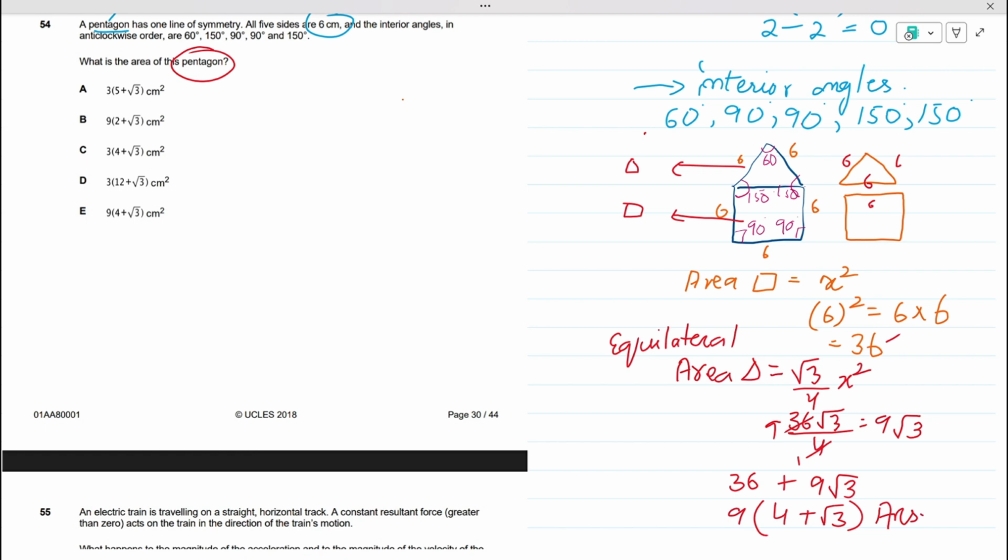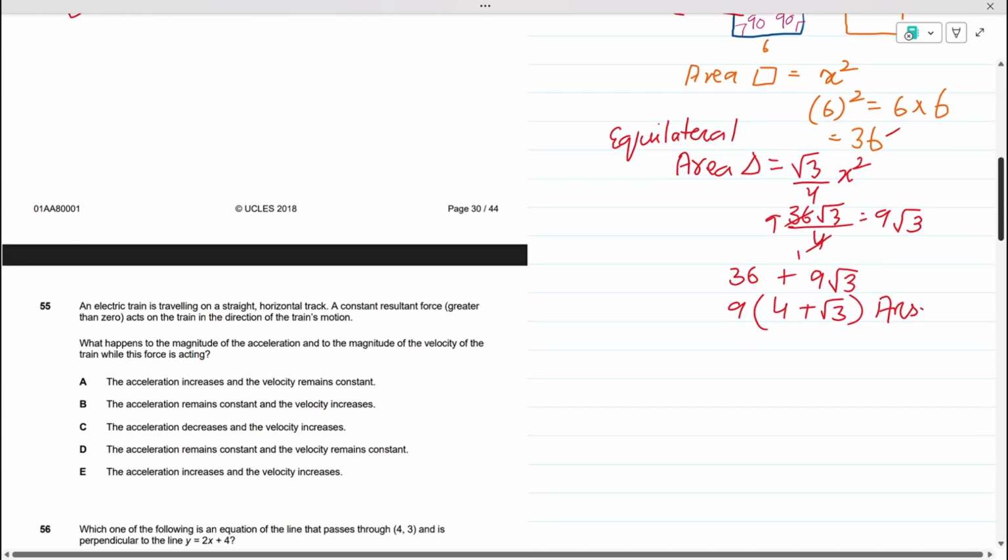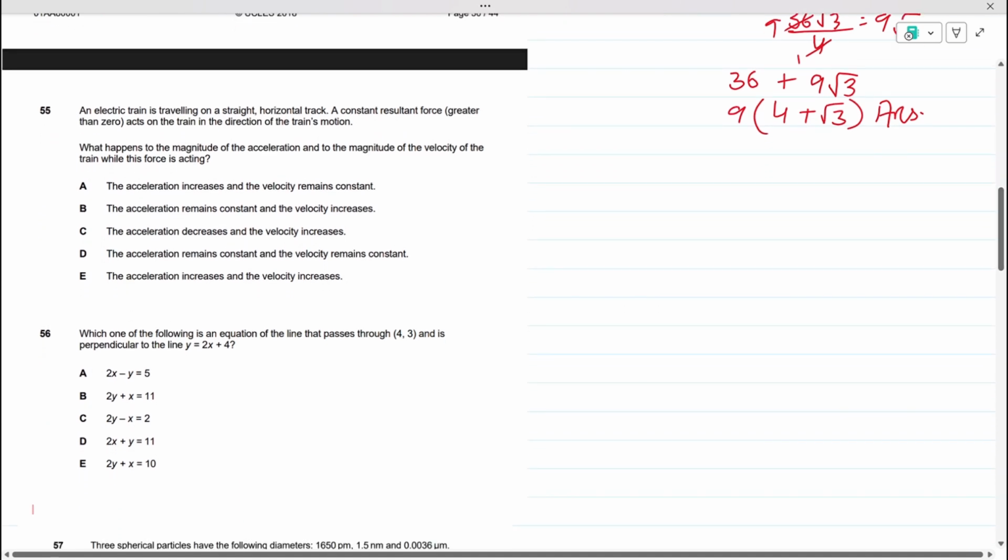Let's see if we have gotten this in our answer. 9 (4 plus root 3), 9 (4 plus root 3), which means E is the correct option, right? We have found the area of the pentagon. Now we are going to solve the 55th question, and it is again very easy, not difficult at all.